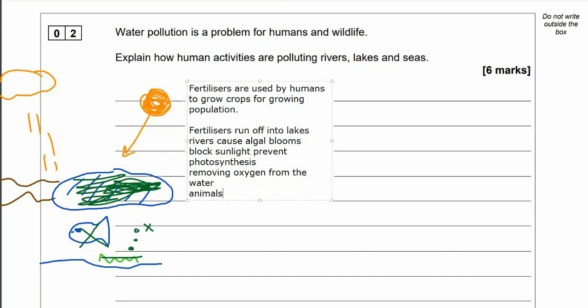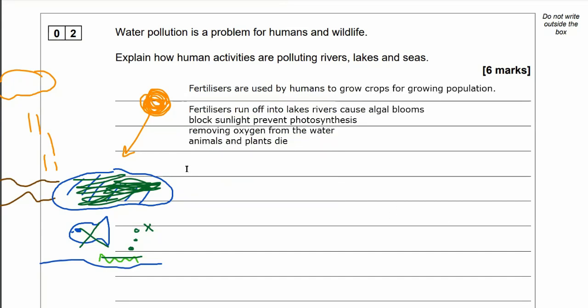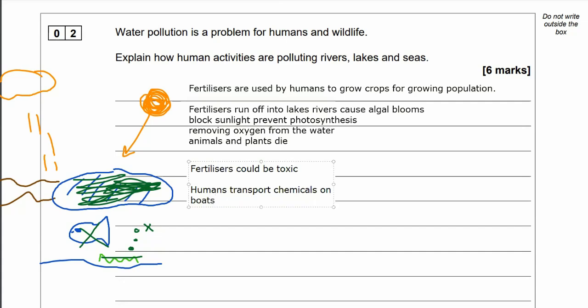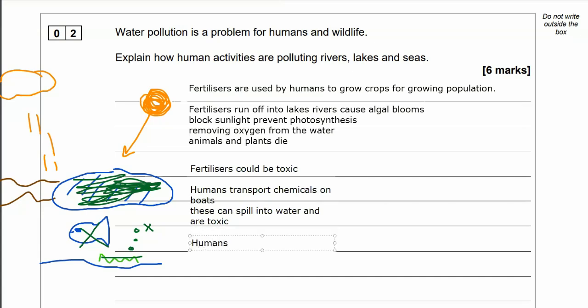Of course, we shouldn't forget that microorganisms then feed on those dead animals and plants in the lake and use up any remaining oxygen, further deoxygenating the lake and making it toxic. The fertilizers themselves could contain chemicals that are actually toxic to living things in the lake, and they get into the food chain. And humans, of course, transport chemicals on boats, things like crude oil, which can spill into the water, and that is toxic as well and can poison and kill animals and plants and marine organisms.